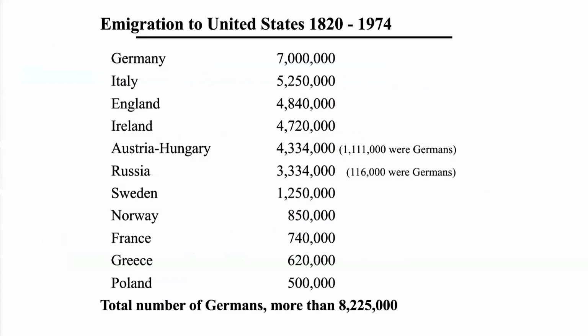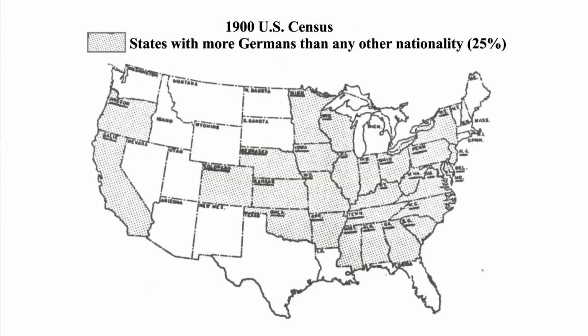The United States began keeping immigration records in 1820. The following shows immigration statistics to the United States from 1820 to 1974. Of the 4,334,000, 1,111,000 were actually Germans, and that for Russia, of the 3,334,000, 116,000 were Germans from Russia. The total number of German immigrants to America was more than 8,225,000. Concerning the 1900 U.S.